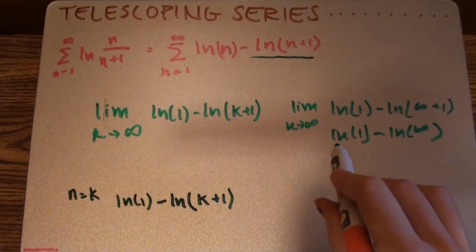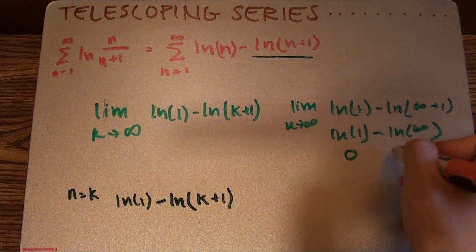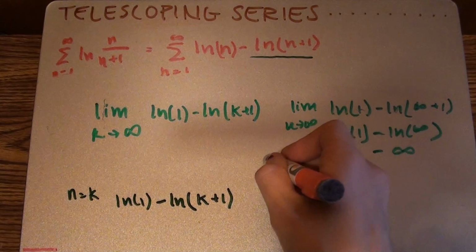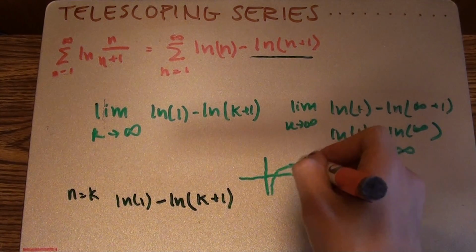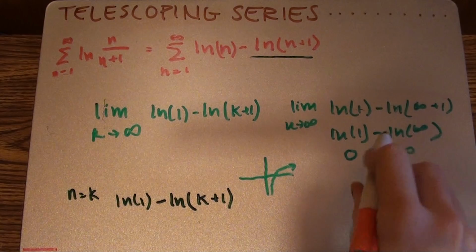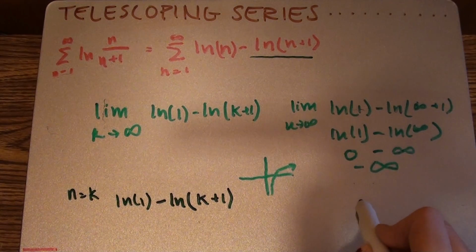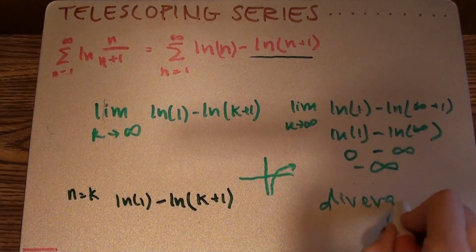What happens? We know that the natural log of 1 is 0, and we know that the natural log of infinity is infinity, because if you look at a graph of the natural log, it looks like this and goes on forever and ever into infinity. So what we're left with is negative infinity, which means that this series is divergent.